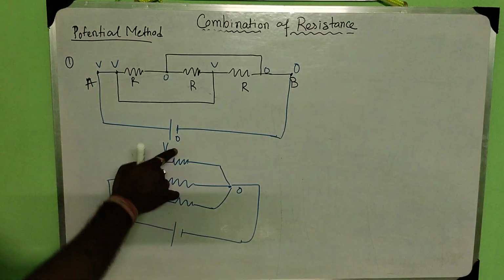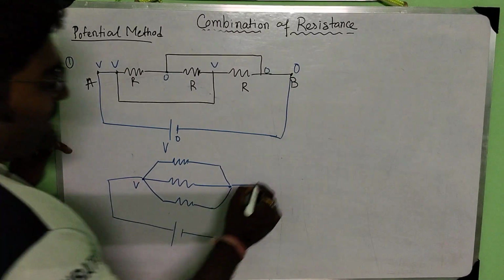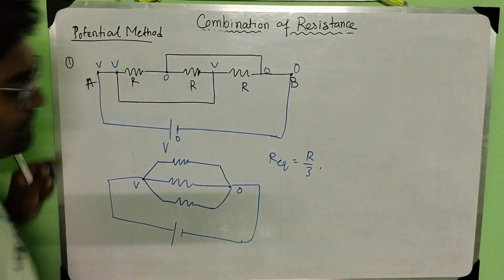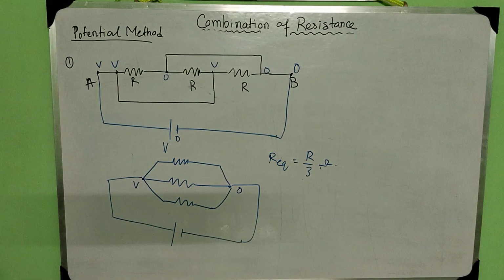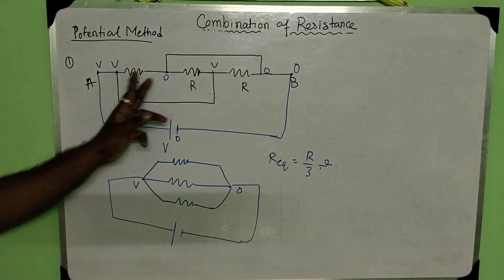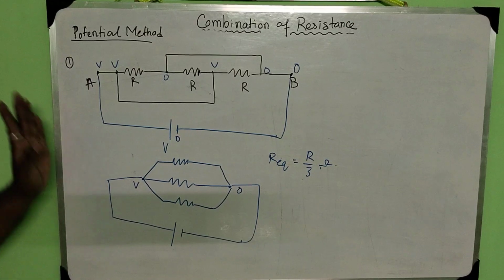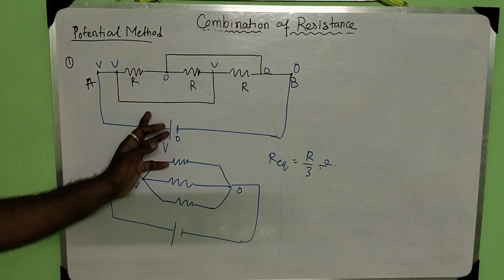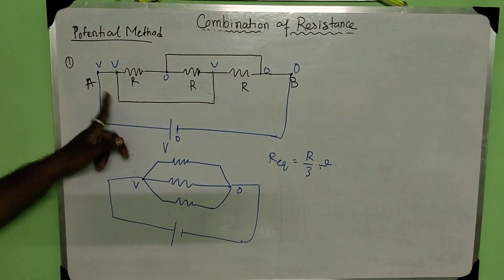Now look carefully. These three are in parallel combination. It is actually a parallel combination. The equivalent resistance will be R by 3. So this is actually the potential drop method. By the potential method we can find out the equivalent resistance for this combination of resistances, and this is very important.